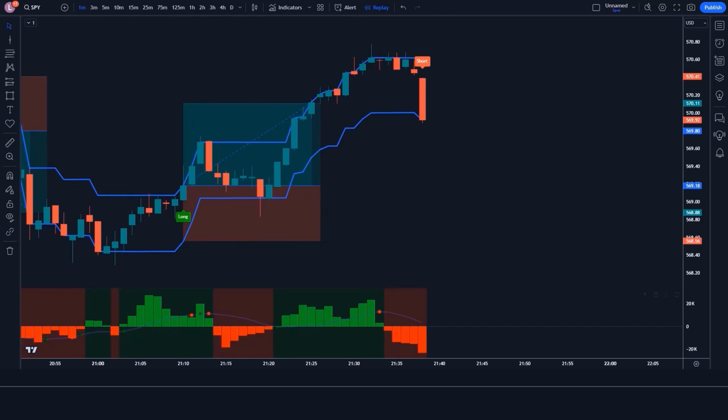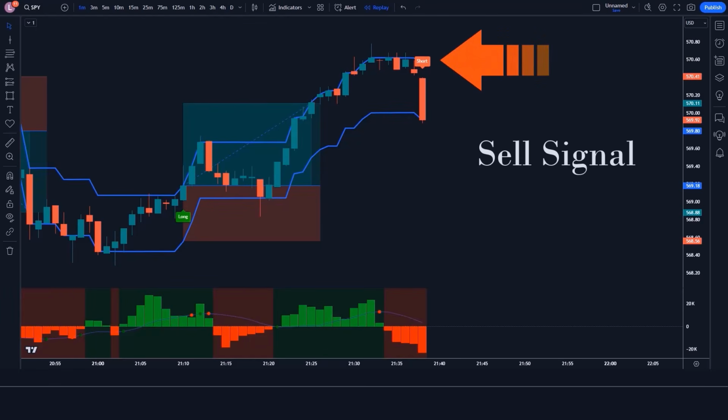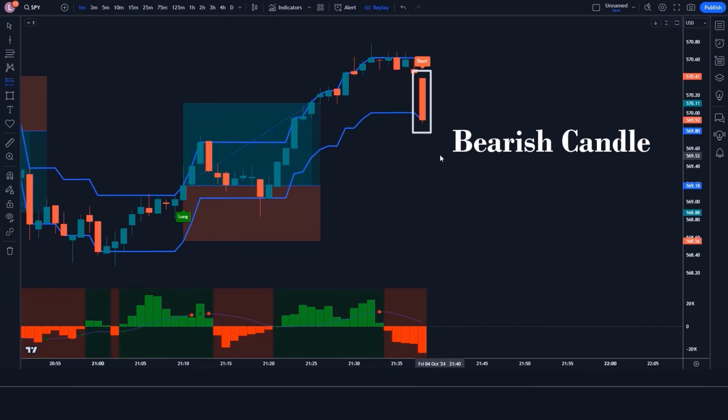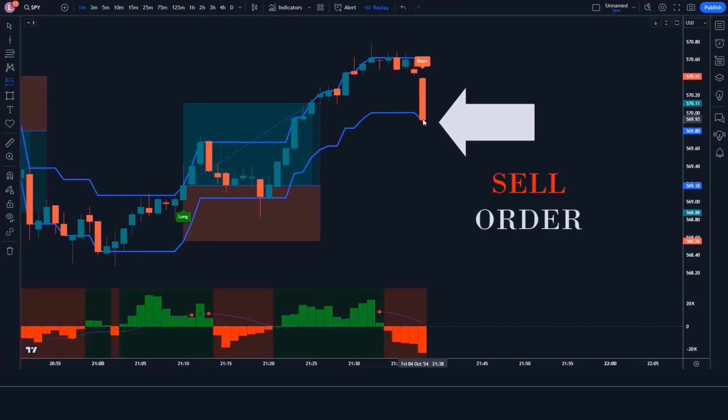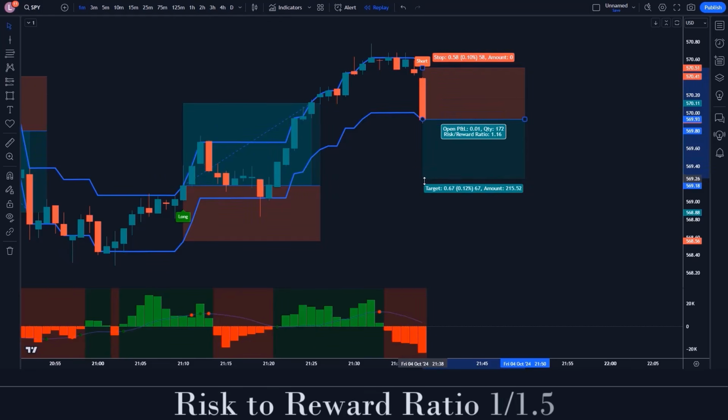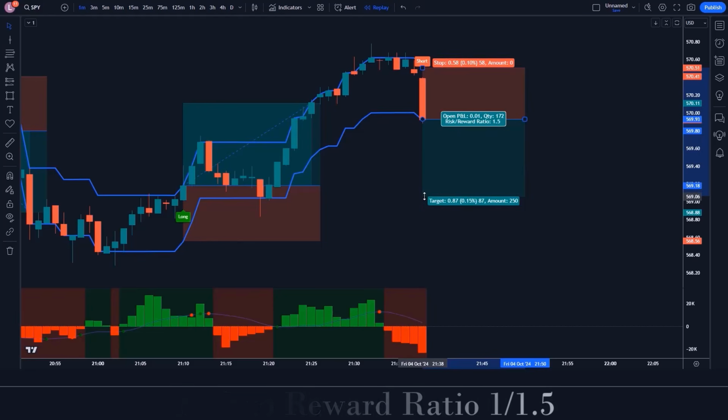We have got the signal. Here the Black Pica's Dust indicator gives us a sell signal. Here the Klinger Volume Oscillator shows a bear histogram. Here the market has made a bearish candle to give confirmation. So all our conditions are being fulfilled, so we are placing an order to sell. Our stop loss is to be placed at the bull line. And the risk to reward ratio will be 1:1.5.